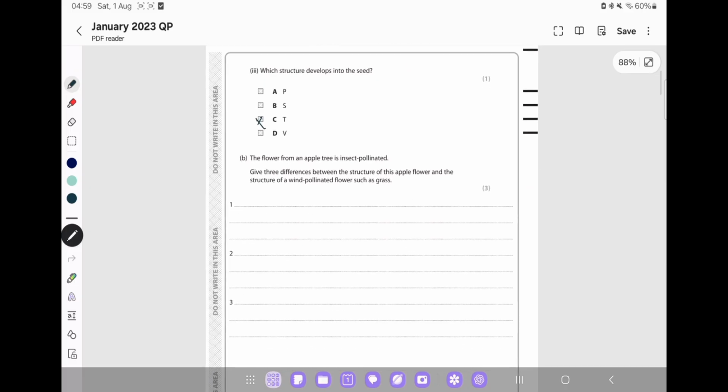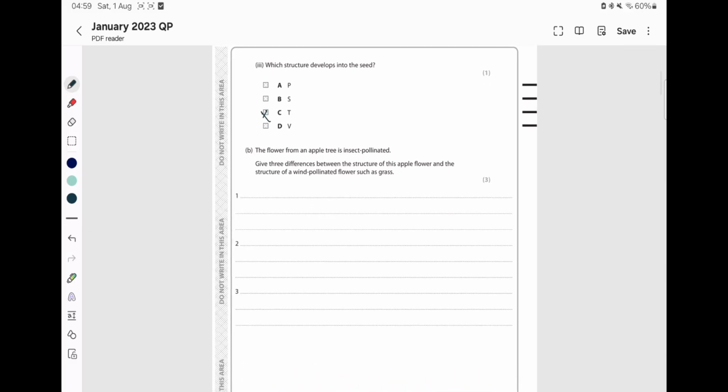The flower from an apple tree is insect pollinated. What is an insect pollinated flower? It's basically a flower that gets its pollen grains by insects. Let's say, for example, we have flower A. Its anthers made pollen. We have a bee, and this bee landed on the flower to drink nectar. As it's leaving the flower, some of the pollen grains get attached to this bee.